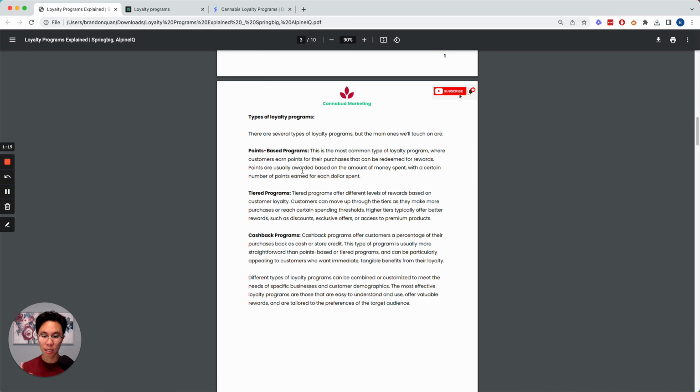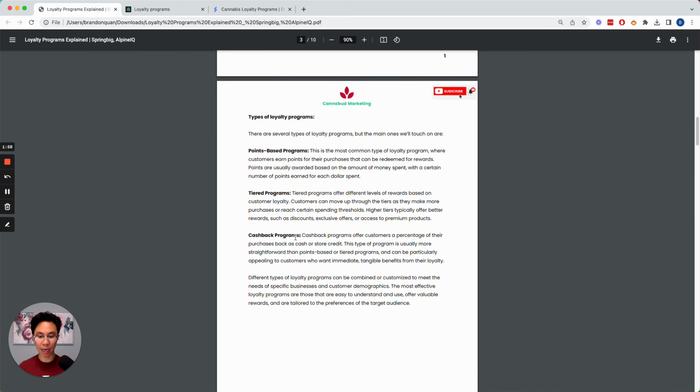The second one is tiered programs. Tiered programs offer different levels of rewards based on customer loyalty, so customers can move up and down through the tiers based on how much they purchase. Very common in the airline industry, you're a bronze member, silver member, gold member, platinum member, titanium member, whatever it is. Typically, the higher tier you are means you get more access to discounts, exclusive offers, or premium products. So for example, if you have very loyal customers that spend a lot of money every single month, you can reward them with greater access to discounts and offers than the people lower down in the tiers.